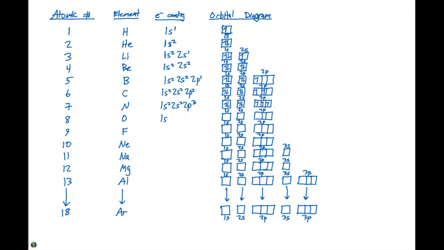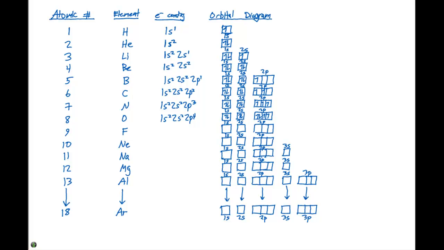For oxygen, we'll do 1s2, 2s2, 2p4 for a total of 8 electrons. So we fill in the 1s and the 2s just as before. Then we have to put 4 electrons in this p orbital. So we go 1, 2, 3, 4. So now we fill up all the electrons spin up, and we have to put 1 electron spin down in that p orbital for oxygen.